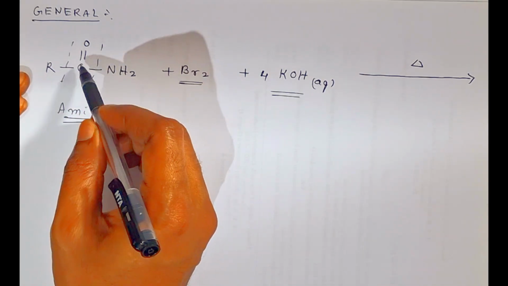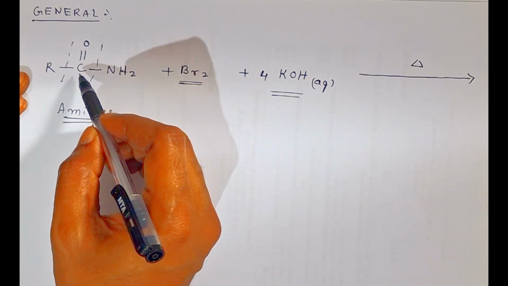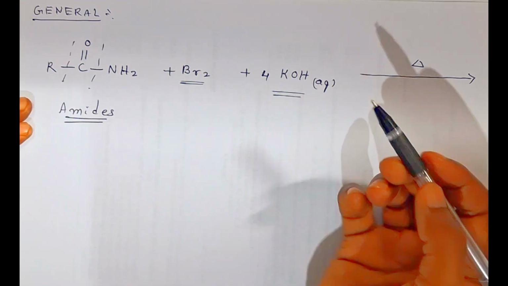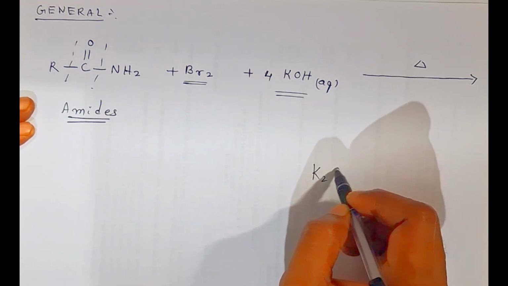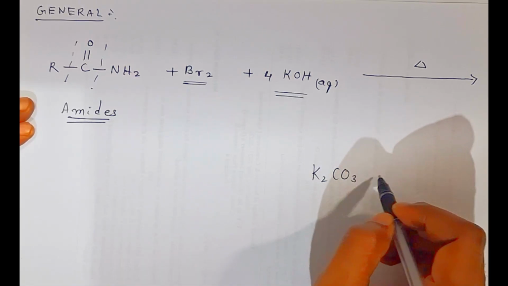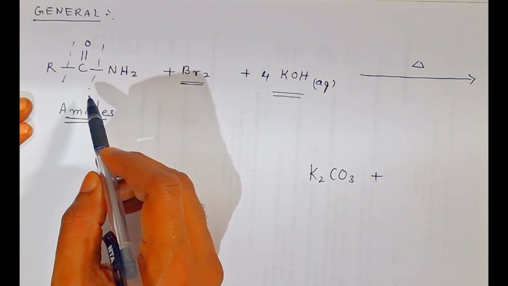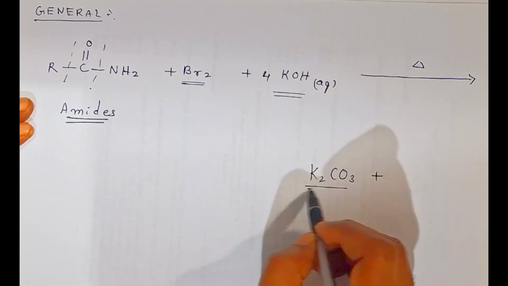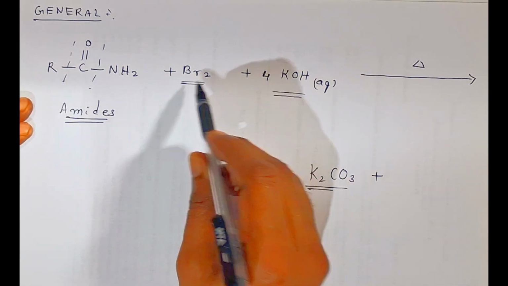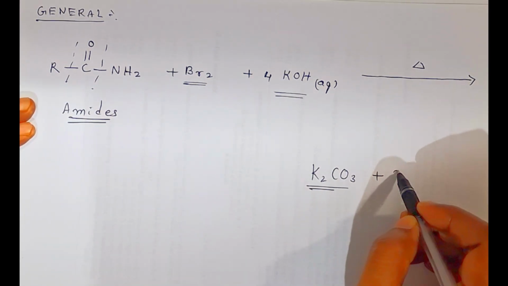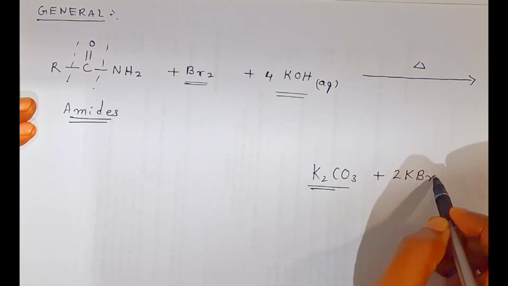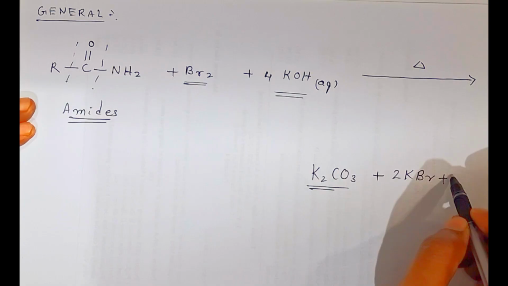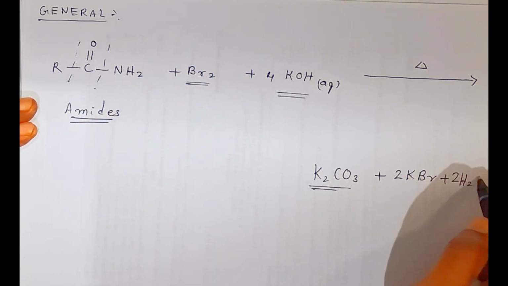This carbonyl will break, and it combines with potassium and gives K2CO3. Out of 4 potassium, 2 have been used. The other 2 potassium combine with bromine and give 2 KBr, potassium bromide. Now there are 2 oxygens here, and they are removed as water molecules. We get 2 water molecules.